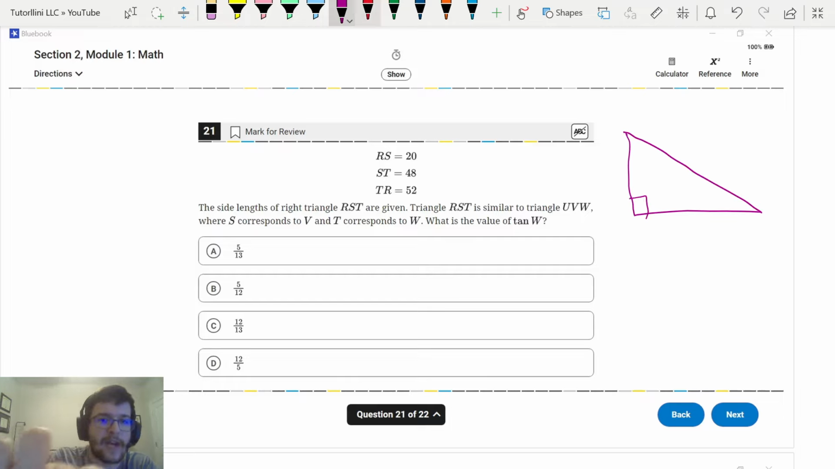First you pick out the hypotenuse. The hypotenuse is the longest side. So I've got 20, 48, 52. 52 is the longest, so that's the hypotenuse.